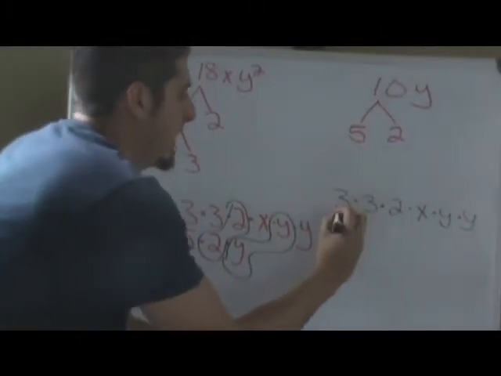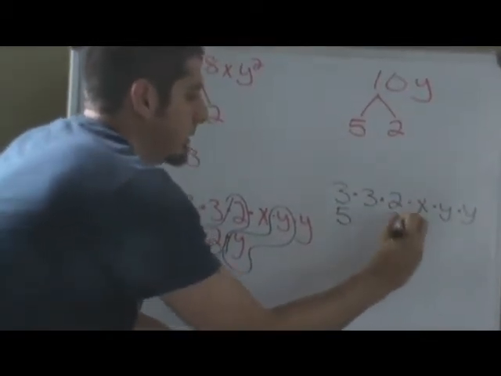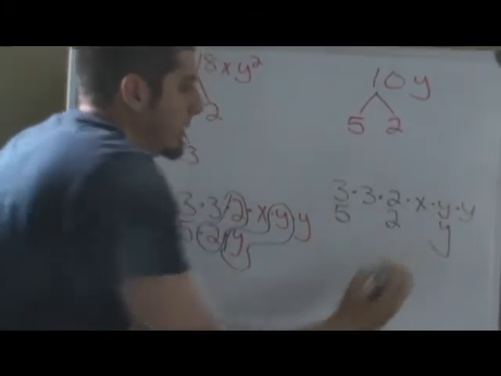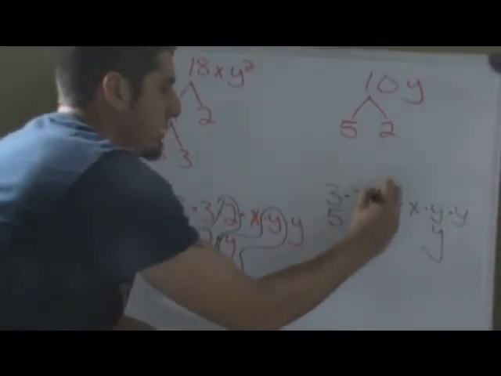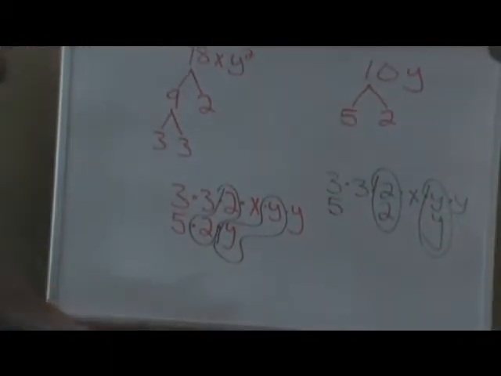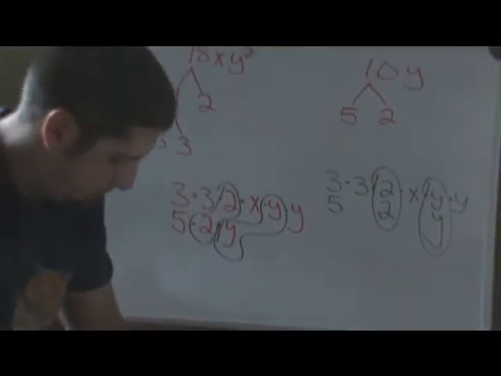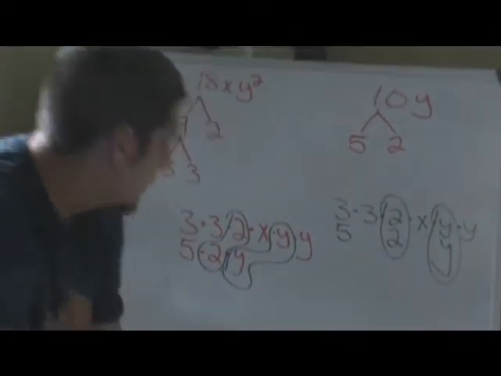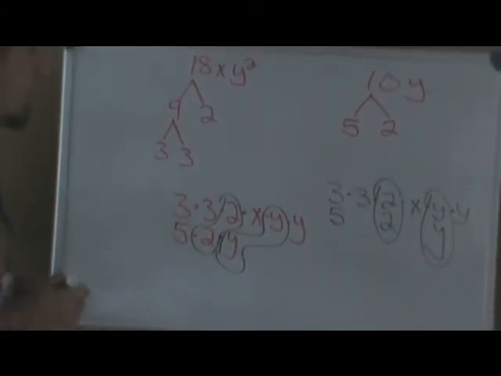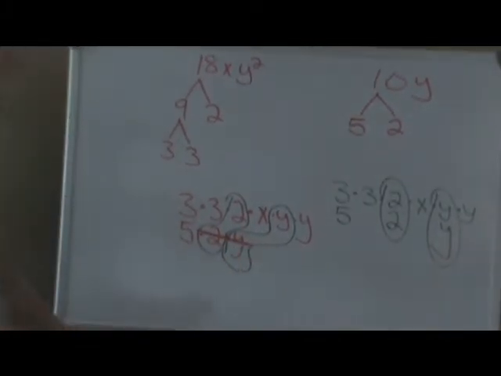I see there are no other 5, so I'll just put the 5 down. I see there's a 2 over here, so I'll put a 2 over there. I see there's a y over here, so I'll put the y over there. At which point, I can clearly see the 2 and the y that they share in common. So just like with LCM of regular numbers, we're going to cross off either the top or the bottom set of numbers that they share in common, which in this case are 2 and y.